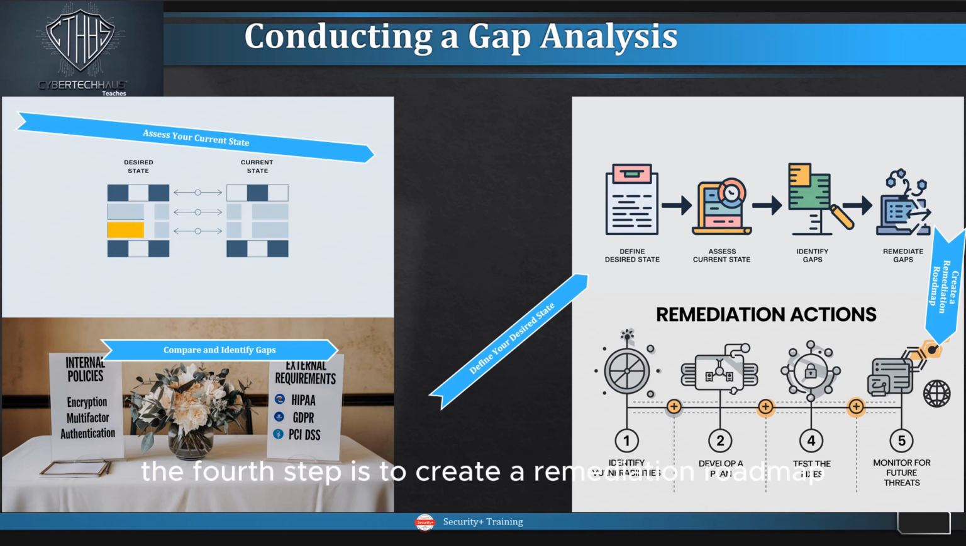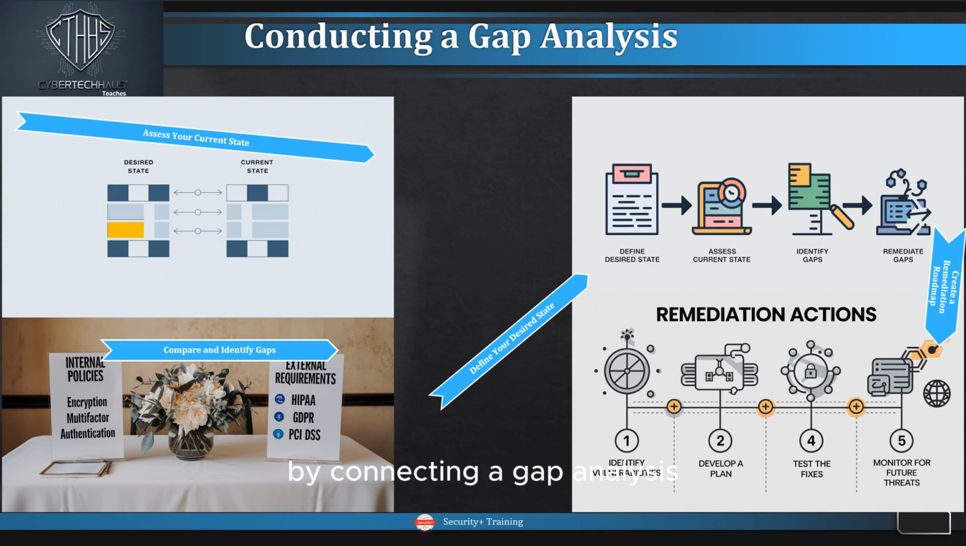The fourth step is to create a remediation roadmap. Once you have identified the gaps, the next step is to prioritize them and build a roadmap for fixing them. This roadmap will guide your actions, showing you what to tackle first and aligning your security improvements with your organization's needs. This roadmap can span multiple years depending on the complexity and resources, providing a clear strategic path of security improvement.